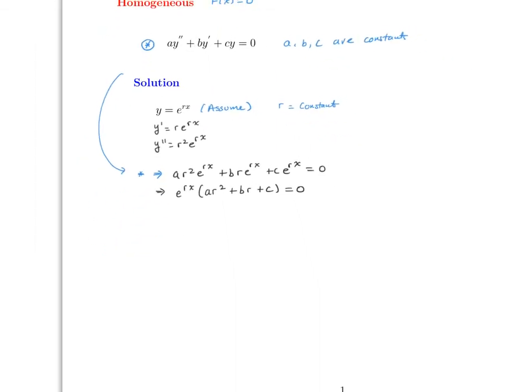Now again, from basic algebra, this means that e to the rx has to be 0, or a r squared plus b r plus c has to equal 0. But remember, this one is never equal to 0. Why? Okay, so you should answer the question by yourself. You should know that, but for now, just need to know that this is never 0. So therefore, the only hope you have is that this is equal to 0.